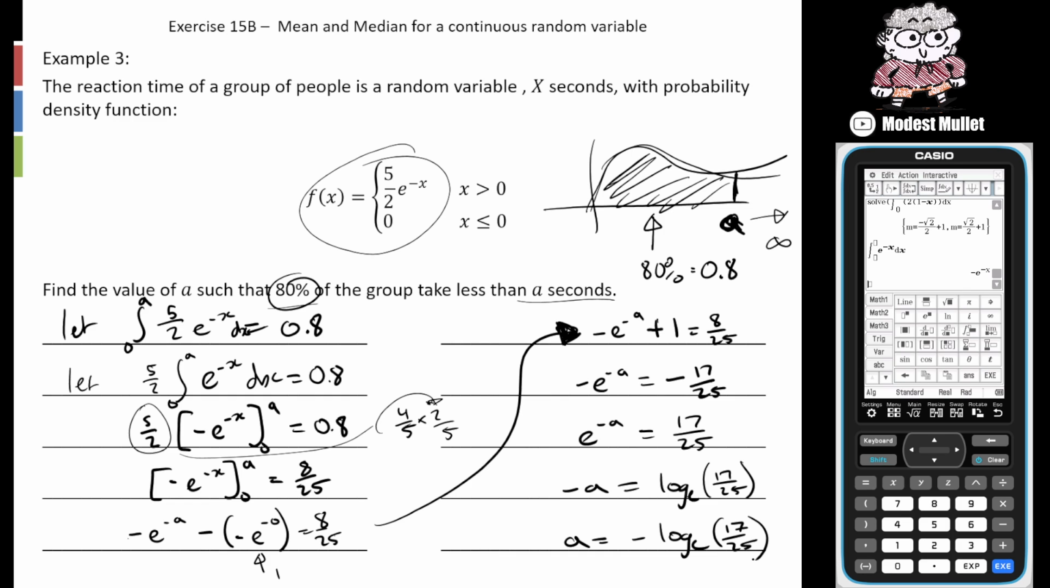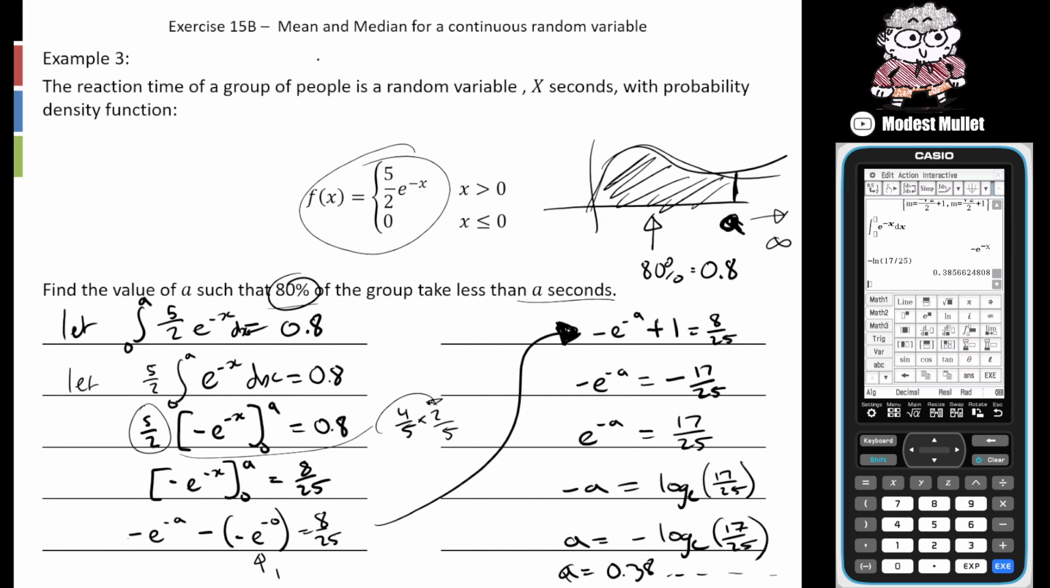And we could put our calculator in to find what that value is as a decimal. Let's actually do that quickly. We want negative log to the base e, which is natural log, of 17 divided by 25. Okay, I want a decimal. Let's redo that. 0.38. So a happens to be 0.38. It keeps going, but 0.38 seconds.